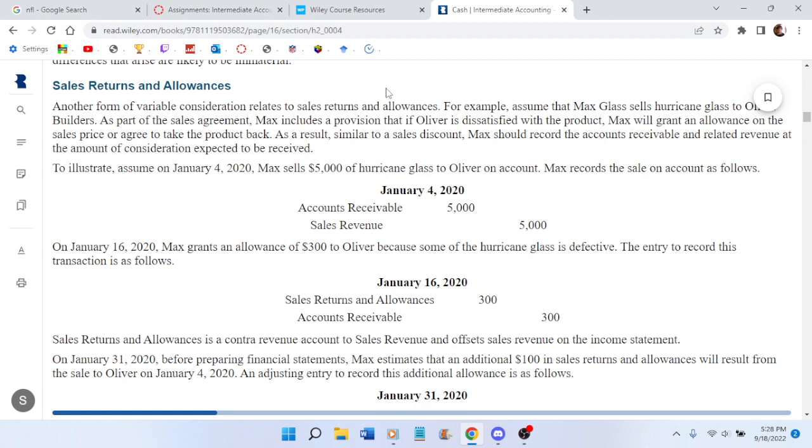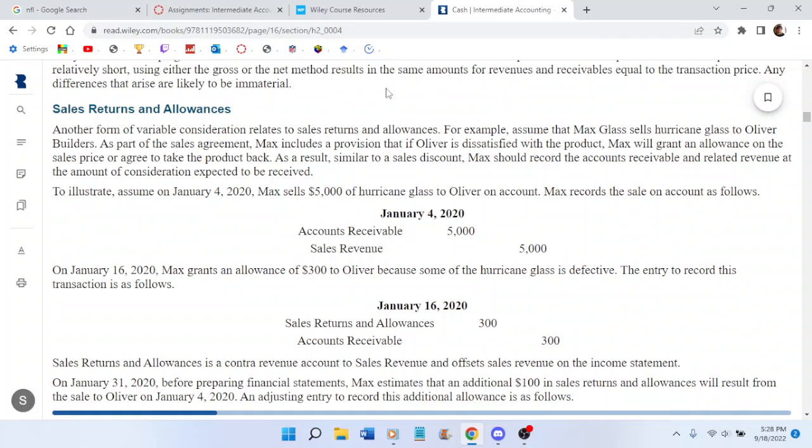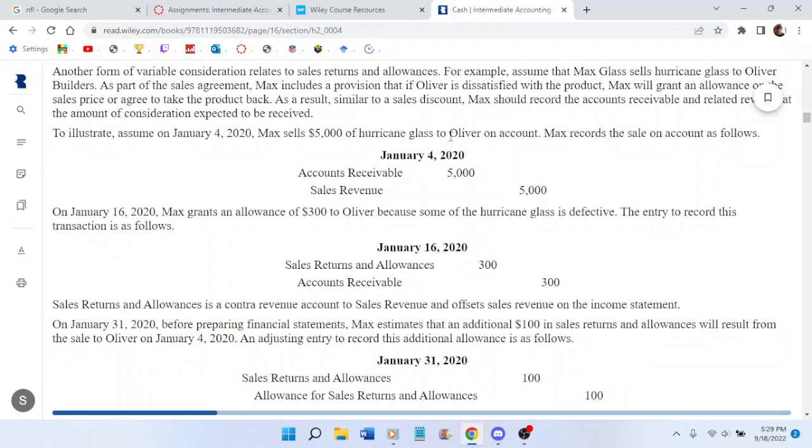Another form of variable consideration, which is sales returns. Max Glass sells hurricane glass to Oliver Builders. Max includes a provision that if Oliver is dissatisfied with the product, Max will grant an allowance on the sales price or agree to take the product back. So Max sold the hurricane glass, and then grants an allowance of $300.